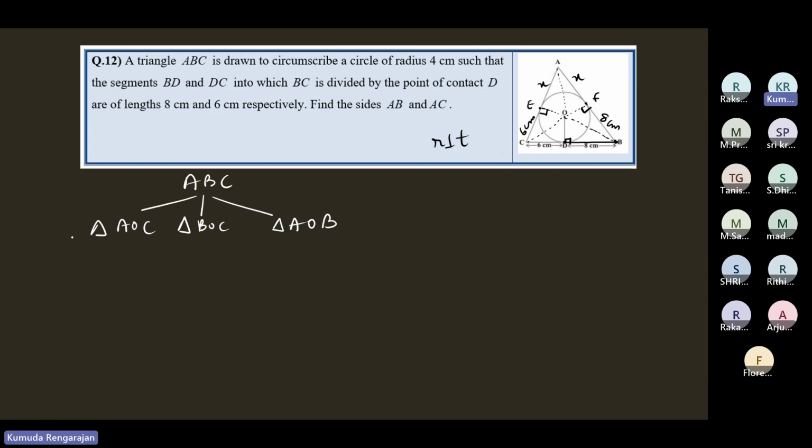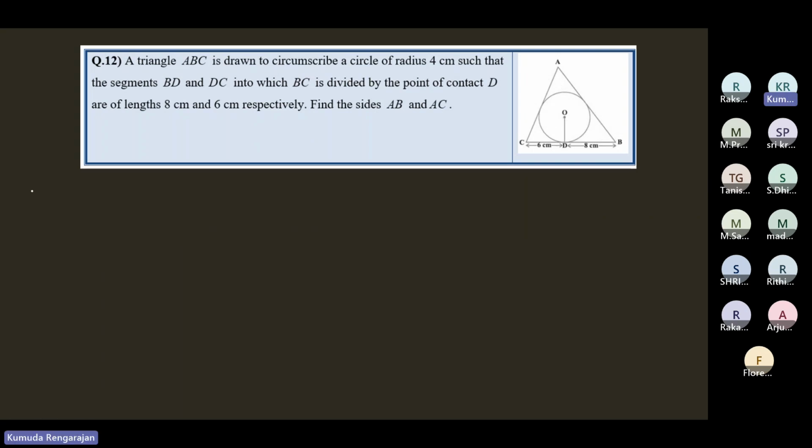So what will be the area of triangle AOC? Half into base. What's the base? AC, into the altitude OE, because it's perpendicular, no? It's perpendicular. Let me write it. Radius is 4, so this is 4. Radius is 4, it's given.